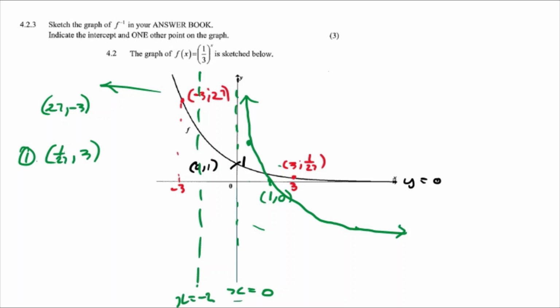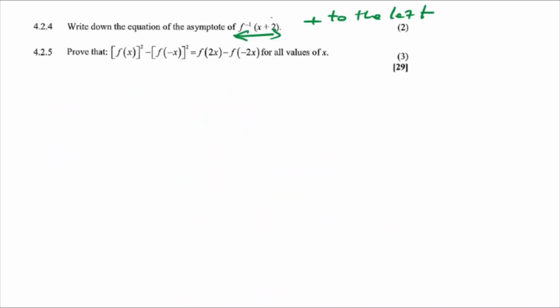So our answer here for 4.2.4 is going to be x is equal to negative 2. That is the new equation of the asymptote. And then now we go to our final question, which is 4.2.5. Prove that this expression is equal to this expression.